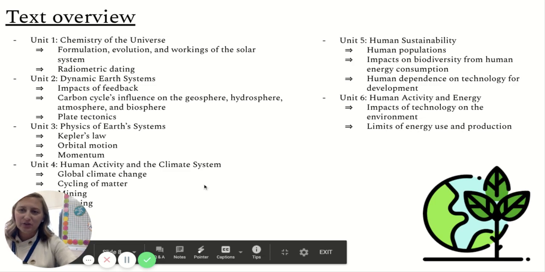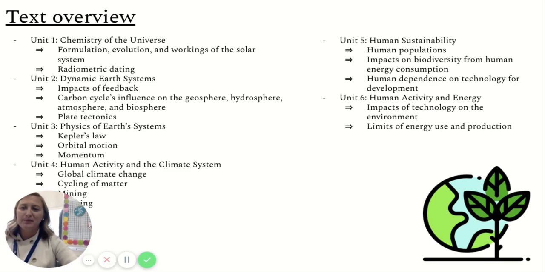All right, our text overview. So these are the units that we will be covering throughout the year. Unit 1, Chemistry of the Universe. Unit 2, Dynamic Earth Systems. Unit 3, Physics of Earth Systems. Unit 4, Human Activity and the Climate System. Unit 5, Human Sustainability. And lastly, we end with Human Activity and Energy.